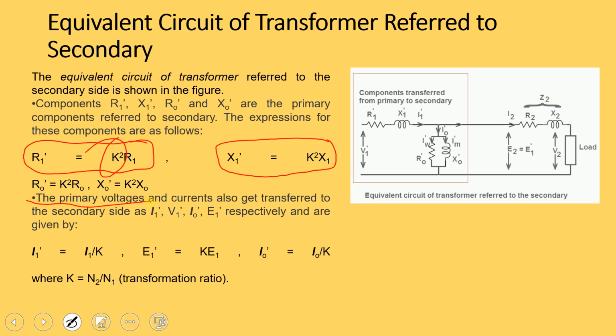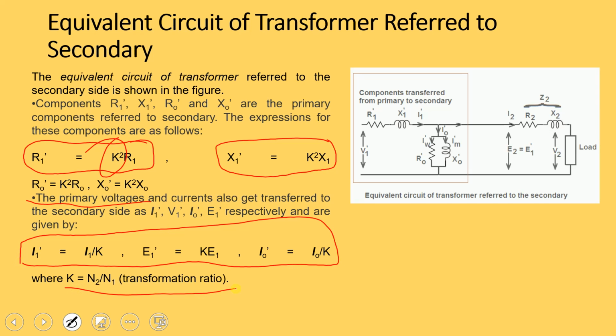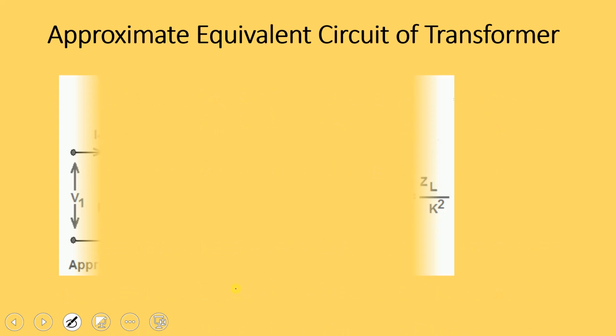The primary voltage and currents are also referred to the secondary side, and they are written as I1 dash, V1 dash, I2, I0 dash, E1 dash, and these are the formulas for all of these, where K is again the transformation ratio. So this is about the equivalent circuit of the transformer referred to secondary.